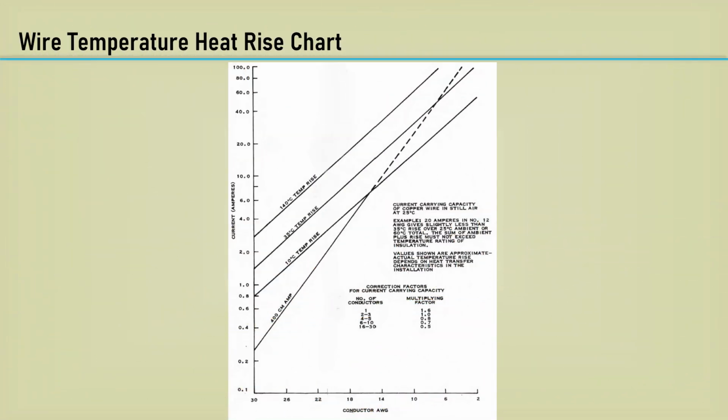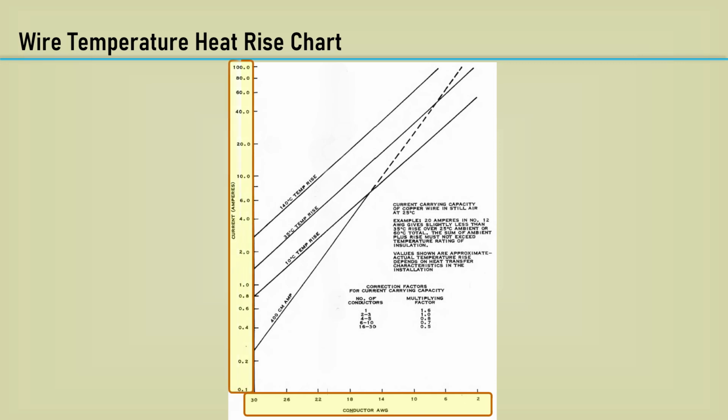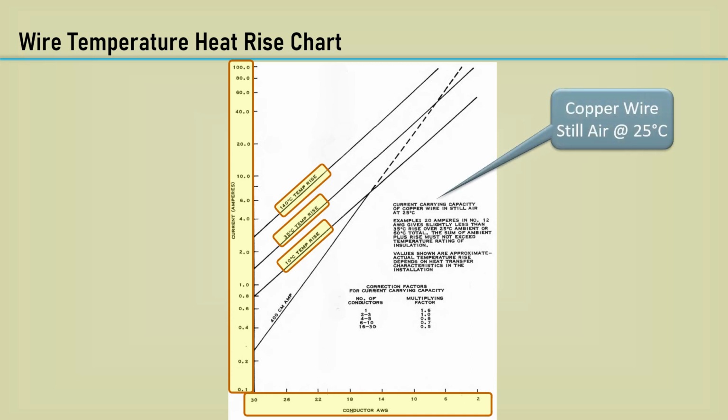Here is a commonly used chart to select a wire size based on a temperature rise. The x-axis is the conductor wire gauge, which is linear to the gauge number but logarithmic to the diameter. The y-axis is the current, which is on a logarithmic scale. There is a line for 10 degrees C temperature rise, and lines for 35 degrees and 140 degrees rise. It's based on copper wire in still air at 25 degrees C.